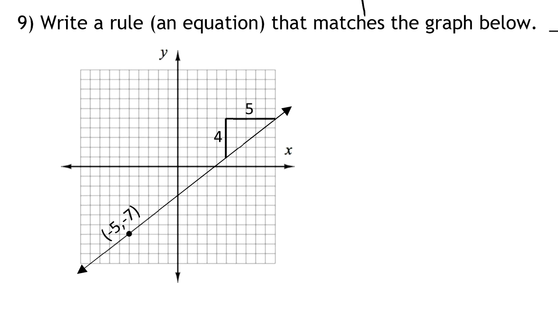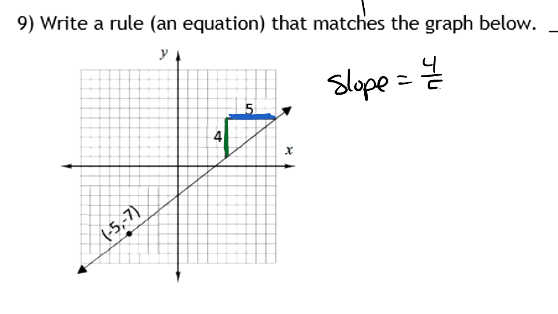And finally, the last question of this test, we're asked to write a rule and equation that matches the graph below. So I can read from this graph that this particular linear relationship has a change in y of 4 units, and I'm told that there is a change in x of 5 units. So from that, I know that my slope is positive, and I can see that from the fact that this is moving up as I read from left to right, and the slope is up 4 over 5 units.